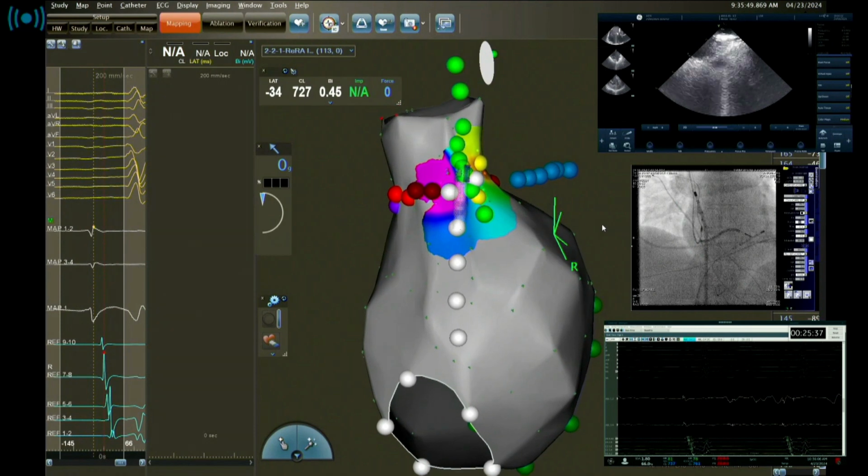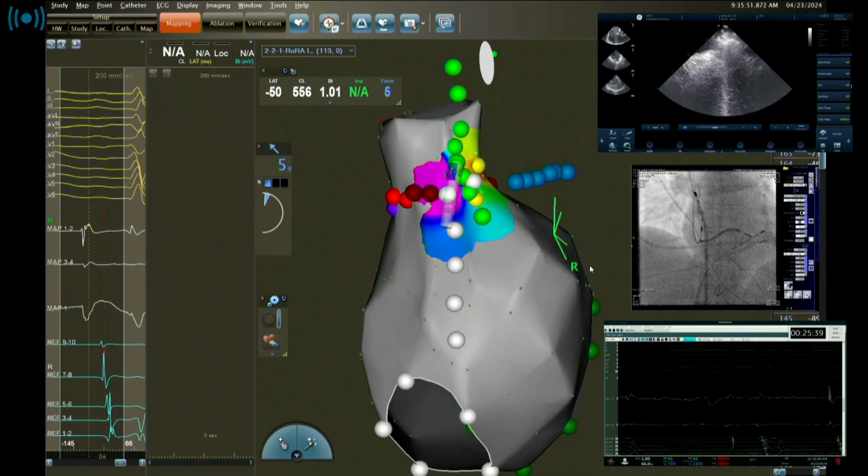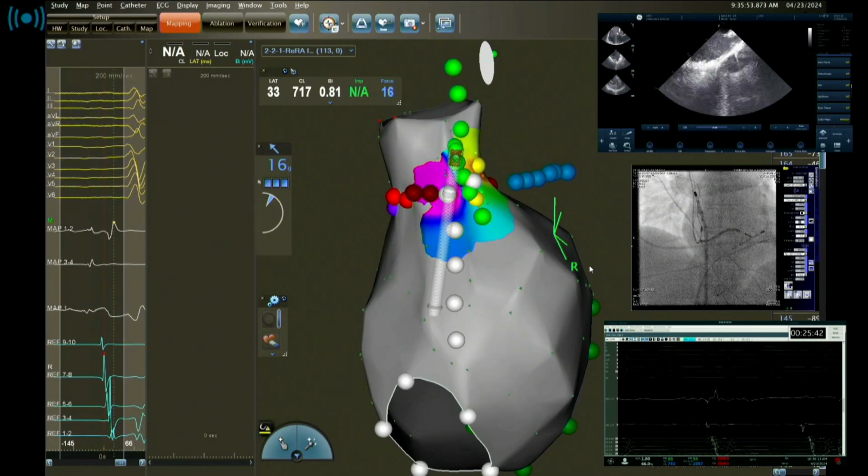These rings are protected by long sheaths, and we will.